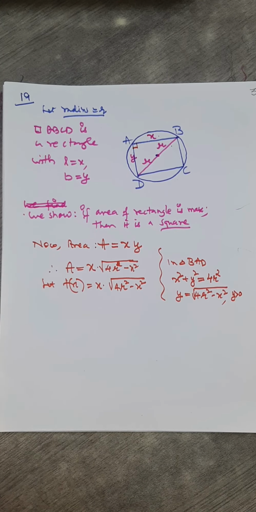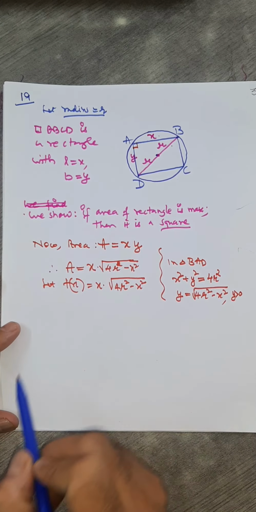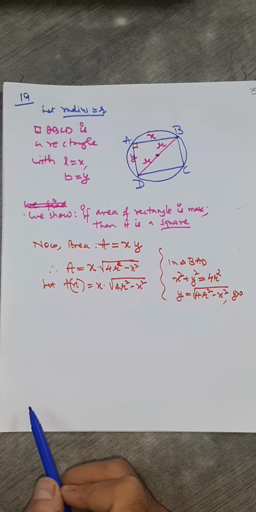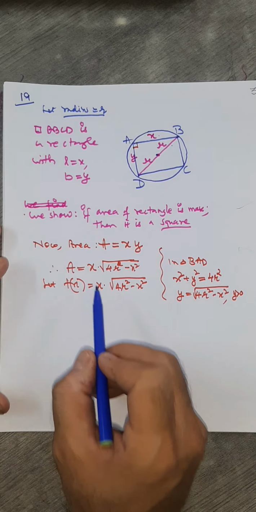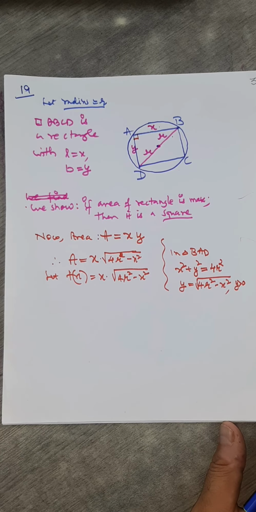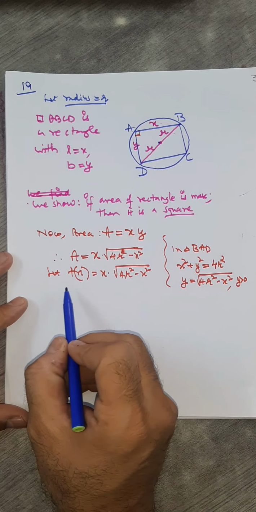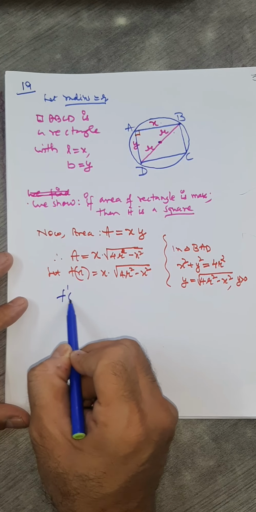Now what do we do? We'll show that x equals y if this function attains the maximum value. That's the question now. Got it? Now I'm sure you can do it. Up to this you need to understand, if you are clear with the earlier exercises. Fine. Now how many times are we going to differentiate it?